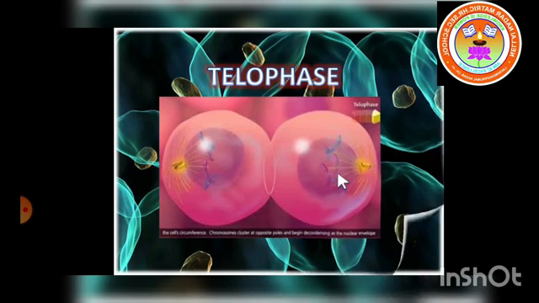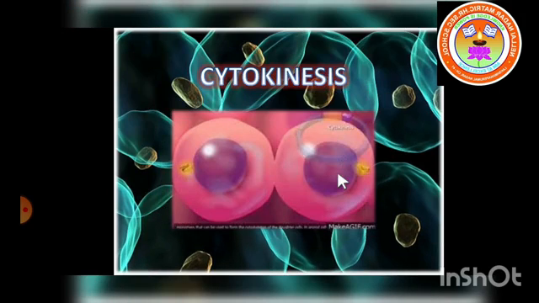Next is cytokinesis. What is cytokinesis? The division of cytoplasm is called cytokinesis. So the division of cytoplasm into two daughter cells by the constriction. You can see the constriction here. The division of cytoplasm by the constriction of the cell membrane is called cytokinesis. I think you are clear with cytokinesis, children.